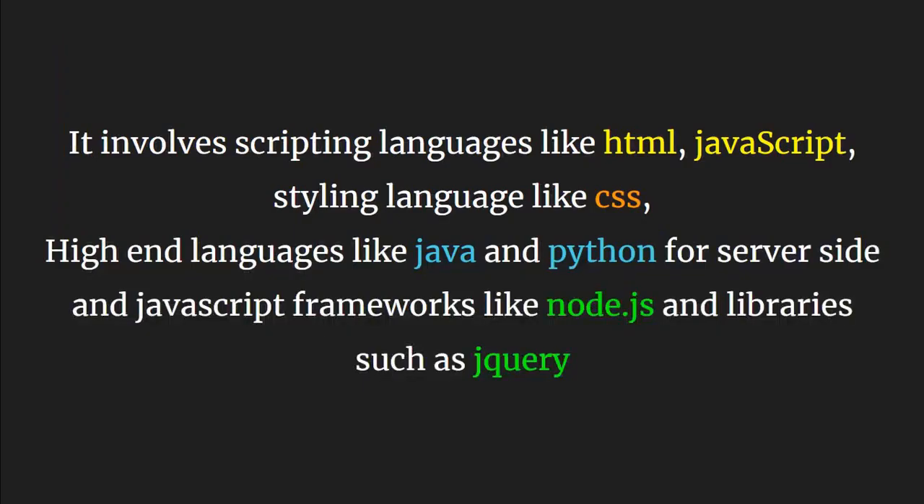So now this is the front end technology. It involves scripting languages like HTML, JavaScript, and the styling language CSS. All these 3 things are used to actually show how the data can be manipulated to make it a better visual experience. And also we can use high level languages like Java, Python for server side, and JavaScript frameworks like Node.js, libraries like jQuery. We'll understand all these technologies in detail in our further classes, but before that let us understand what is front end development. So I hope you guys have got an insight of what actually is front end development.